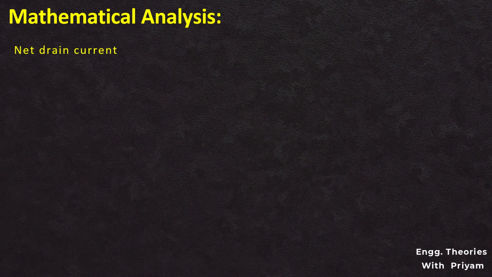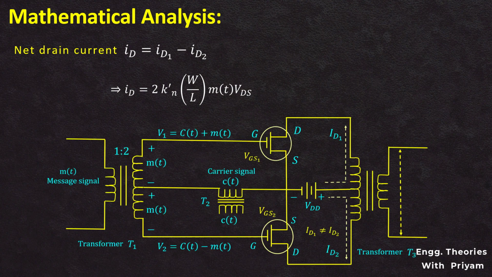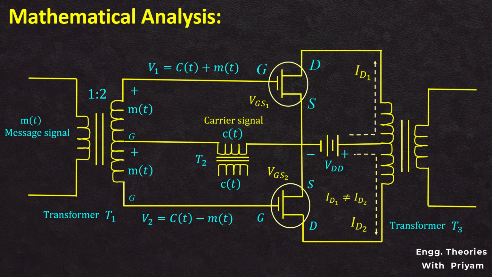So, the net drain current ID is equal to ID1 minus ID2, or ID is equal to 2 into Kn prime W by L MT into VDS, which is applied as an input to the primary of the output transformer T3, and also the carrier signal is applied to the center tap of the output transformer T3 through the transformer T2. Therefore, the carrier signal and net current due to the modulating signal will work as an input to the output transformer T3 and will produce the DSB-SC modulated signal at the output of the secondary of the output transformer T3. Hence, the DSB-SC signal is produced by the FET balanced modulator.